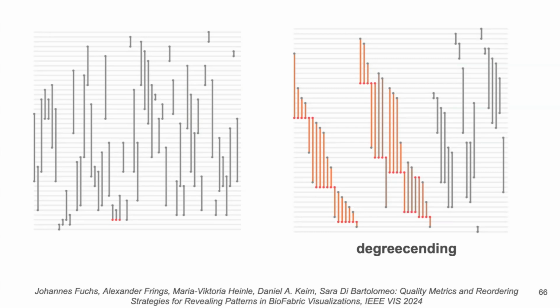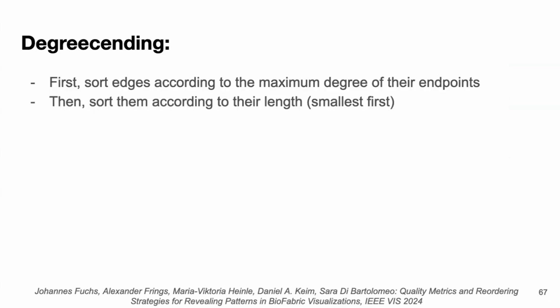You can see that some more structures are forming in it. With the one on the left, you just can't see anything of what's going on in the network, right? The one on the right, you start seeing that there is a bit more structure. The way in which degrescending works is that it's an edge sorting method. It's not a node sorting method. You can use it in association with any other node sorting method.